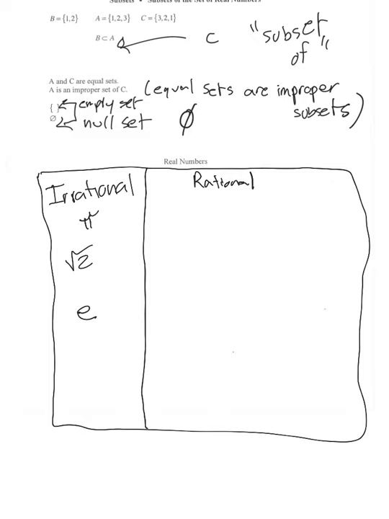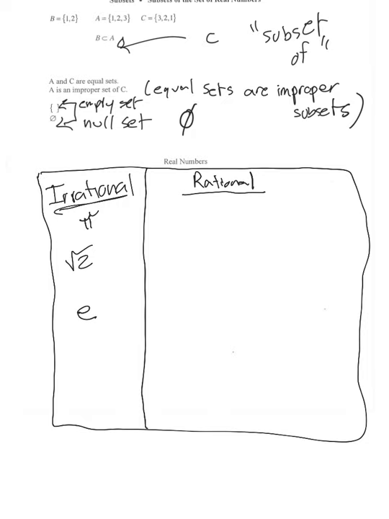So another feature of irrational numbers is that you cannot write them as fractions. You cannot write them as fractions that have integers for numerators and denominators. All right, so that's really the end of the road for irrational numbers. Rational numbers have a lot of subsets.